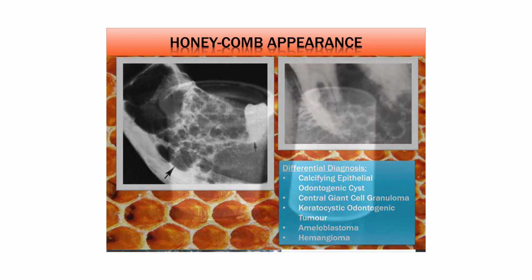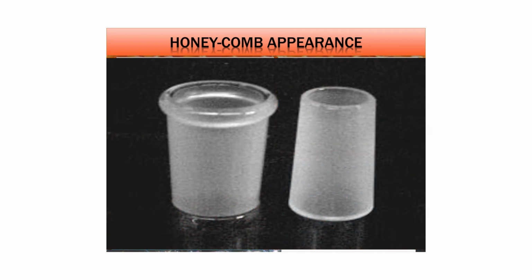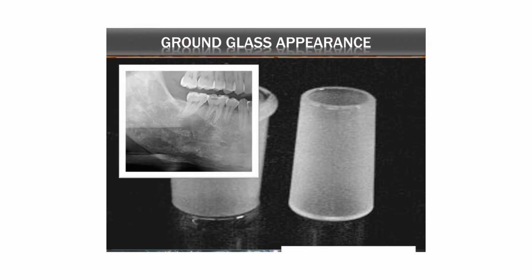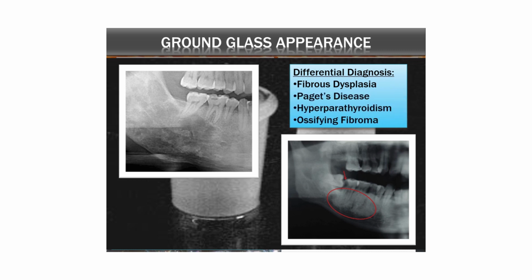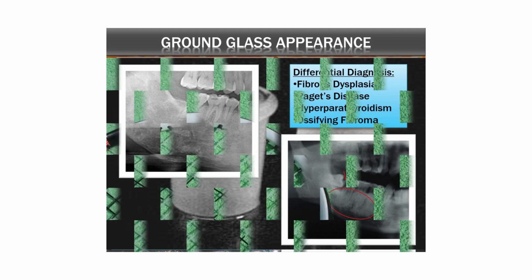A relatively uniform loss of density and intravascular calcification and subcutaneous ossification gives a ground glass appearance in the bone. Mostly seen in fibrous dysplasia, early changes in Paget's disease, hyperparathyroidism, and ossifying fibroma.